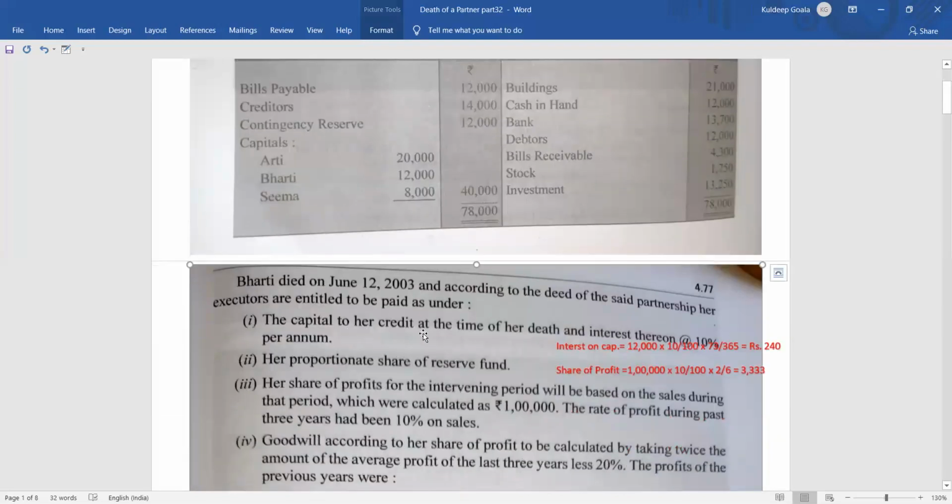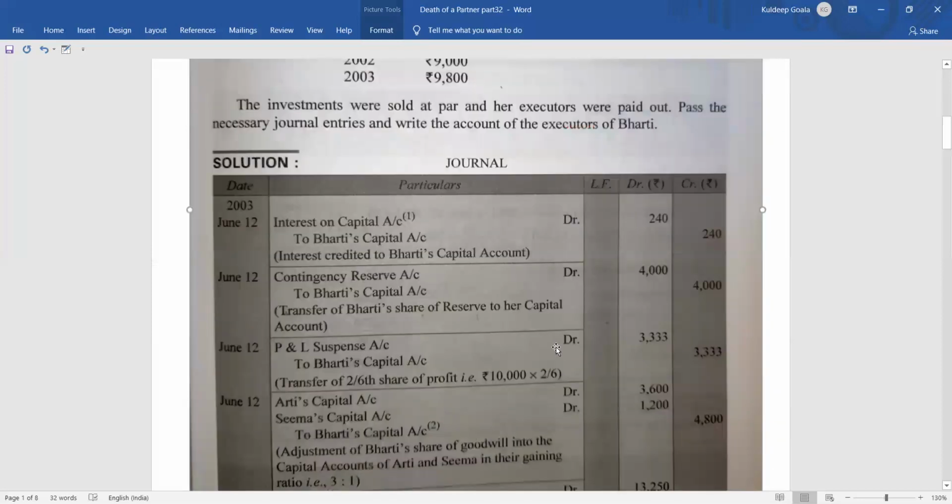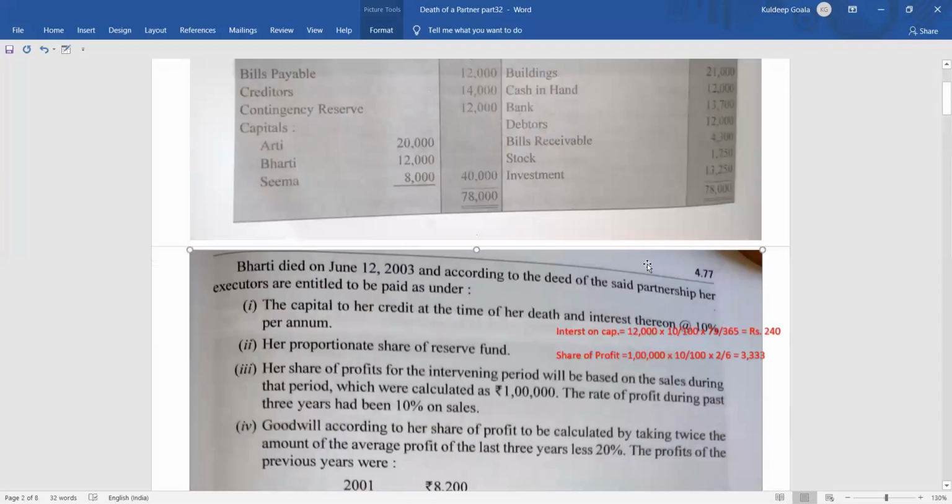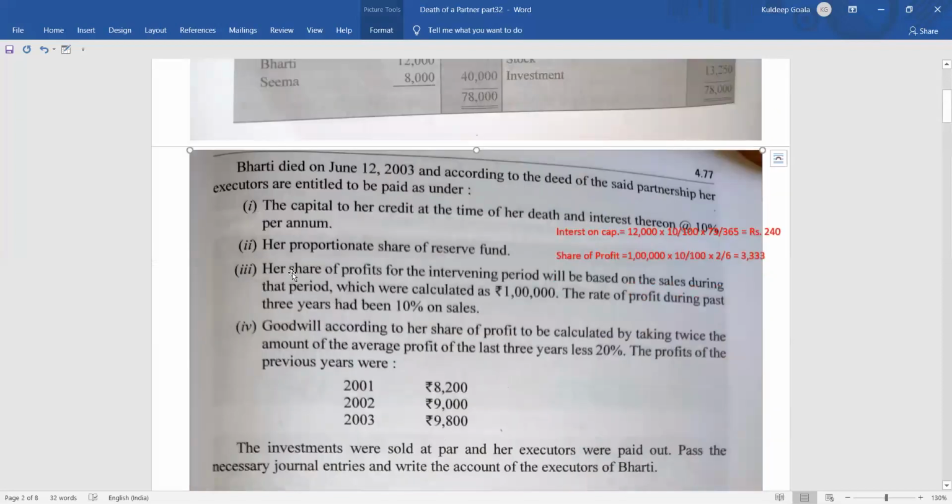Then we will move to the adjustments. The first adjustment is interest on capital, which we have already calculated, 240 rupees. The journal entry will be like this: interest on capital account debit to Bharati's capital account 240 rupees. Clear? Then we go to the next one. The second one is already over. The third one is share of profit. Share of profit we have already calculated, 3,333.